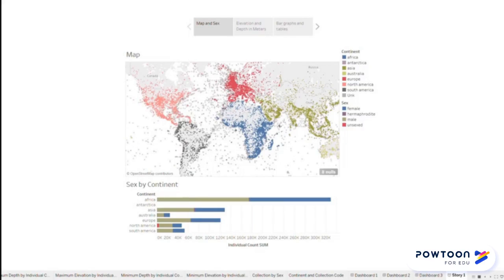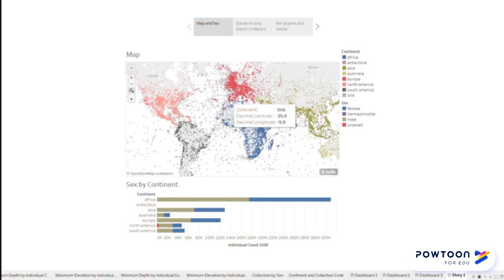This first dashboard, Map and Sex, allows us to answer the following questions. What is the predominant sex amongst all occurrences? And what is the total amount of occurrences in a determined region? The bar graph is used to show the amount of individual counts per continent, as well as color division in each bar to indicate the gender count in a specific region.